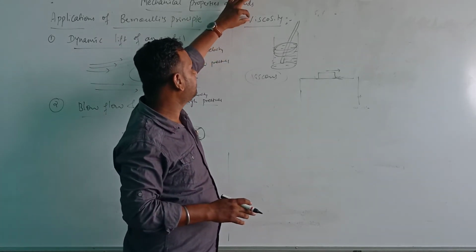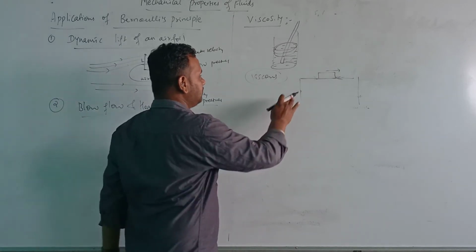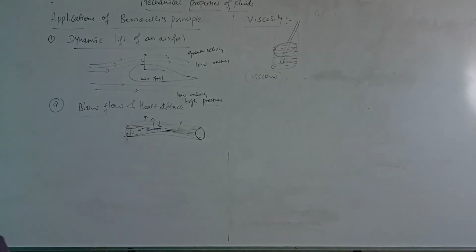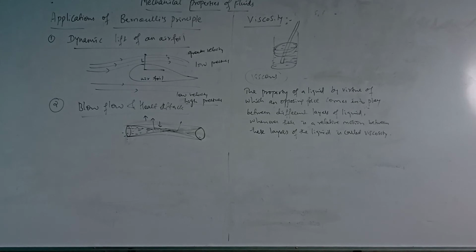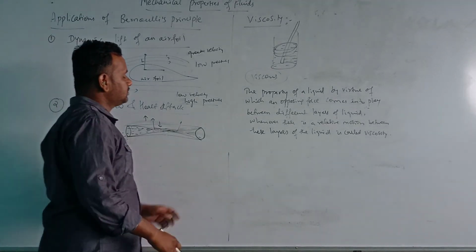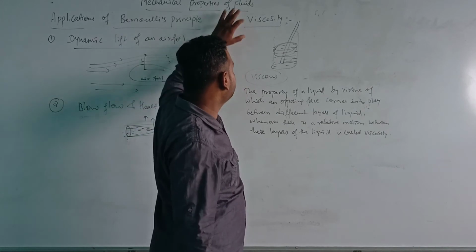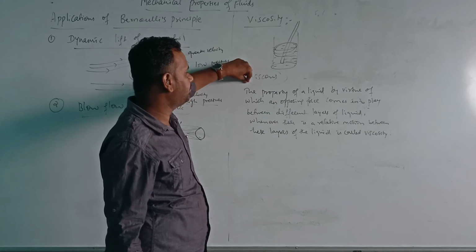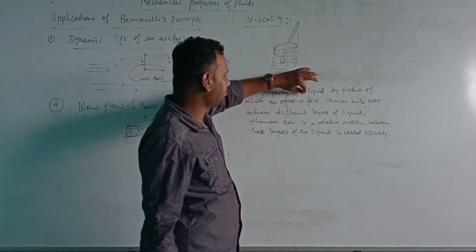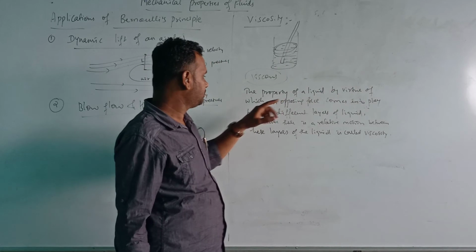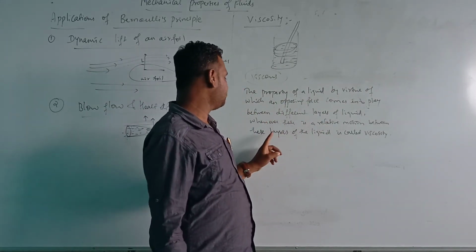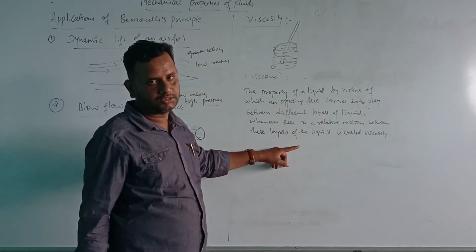So that is all about viscosity. The exact definition I will write on the board here, just to note down. This is the exact definition of viscosity. The property of a liquid by virtue of which an opposing force comes into play between the different layers of liquid whenever there is a relative motion between these layers of the liquid is called viscosity.